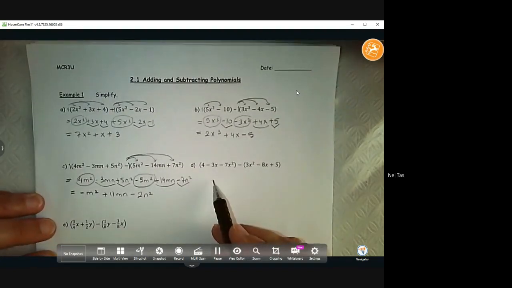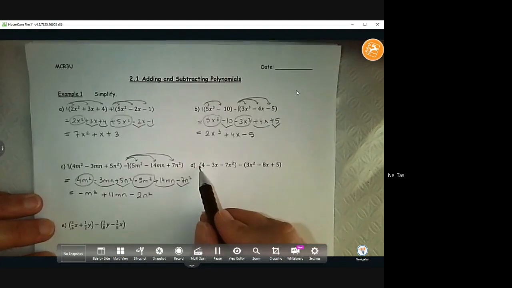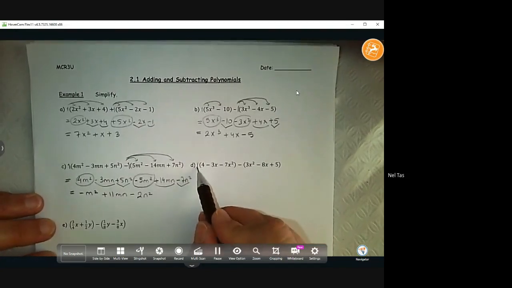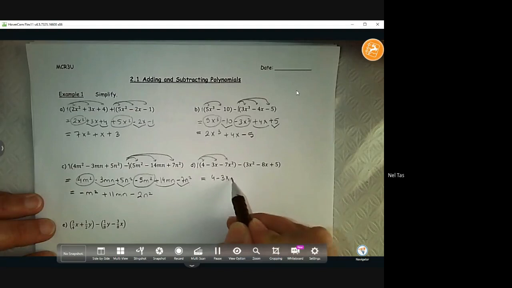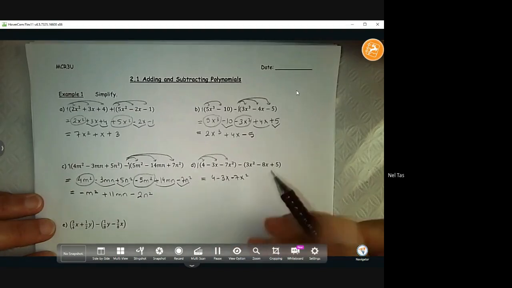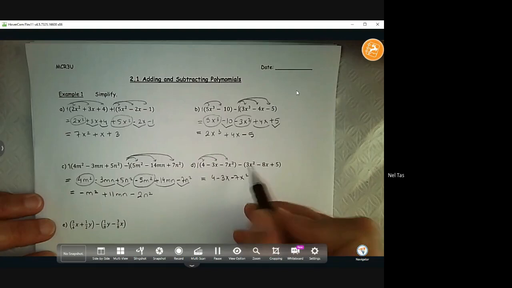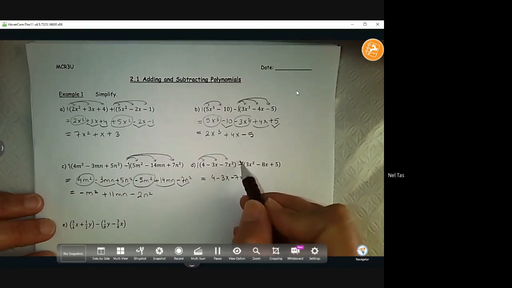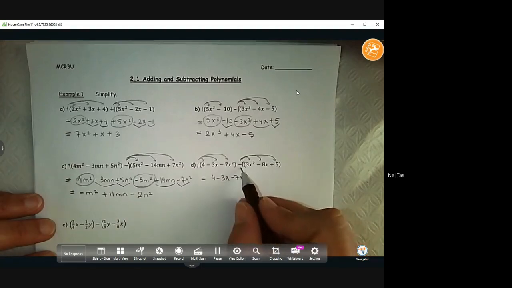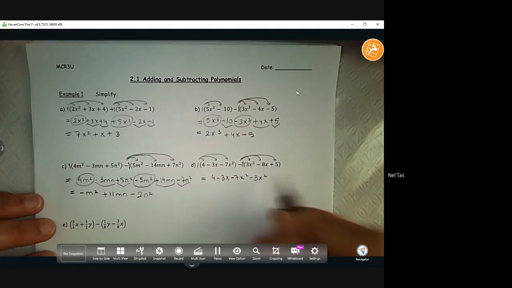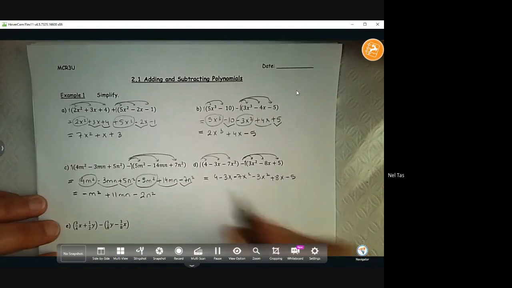Okay, let's look at part D. Again, we don't see any number in front of the first bracket. There is positive 1. So 4 minus 3x minus 7x squared. So we see a negative sign in front of the second bracket. So you consider there is negative 1. Distribute to all the terms. Negative 1 times 3x squared, negative 3x squared. Negative 1 times negative 8x, positive 8x. Negative 1 times 5, negative 5.